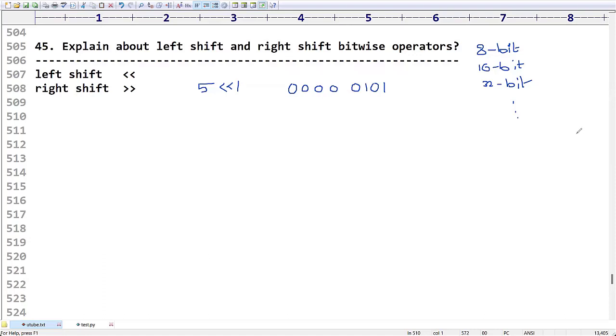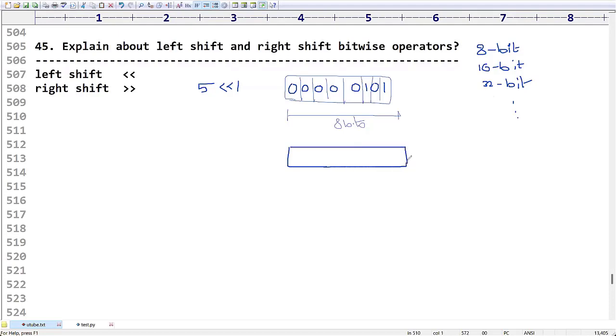Since we have to talk about shifting, we have to move the bits. Let us consider all these bits laid out in this style. In total there are 8 bits, so the length is 8 bits. My requirement is to move the bits, so let us take the same representation again. Total bits required: 1, 2, 3, 4, 5, 6, 7, 8.